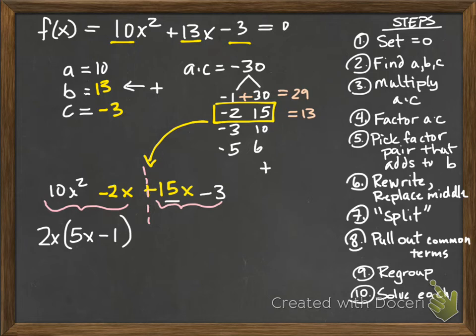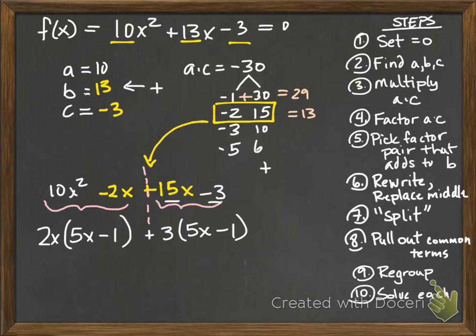This one, they're both divisible by 3. And there was a plus sign here in the middle, so I'm going to leave that. So I'm going to say 3, open parentheses. 15x divided by 3 is 5x. Negative 3 divided by 3 is negative 1. And so that's there. Now notice I didn't actually split it, I just kind of looked at it in pieces. Okay, so now step 9, we're going to regroup.